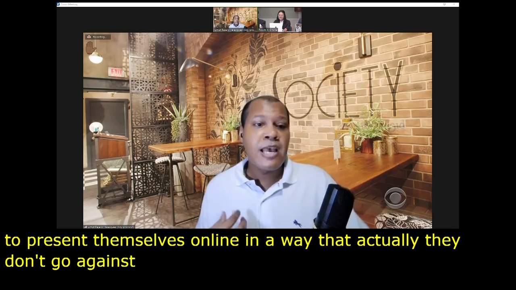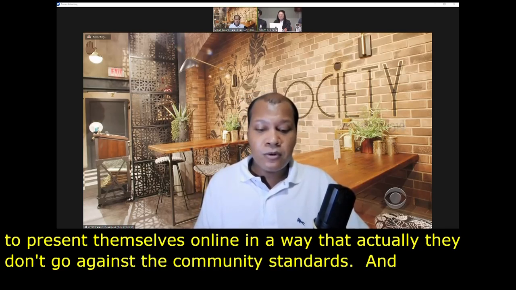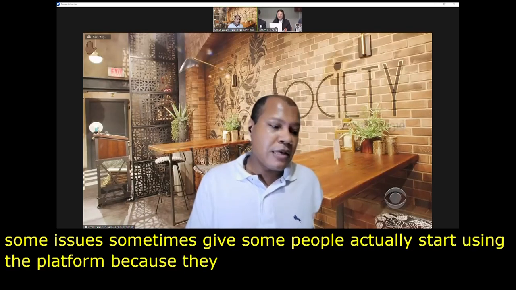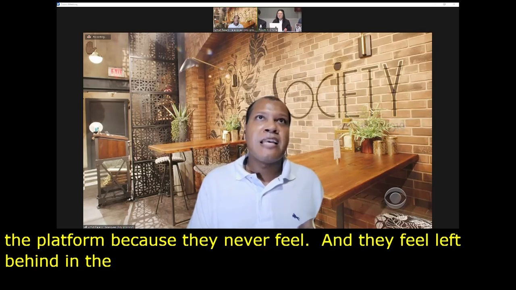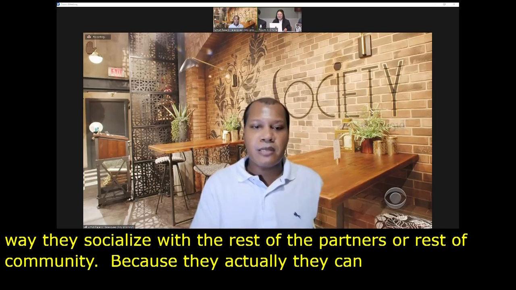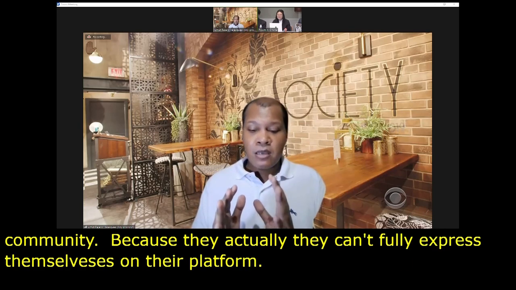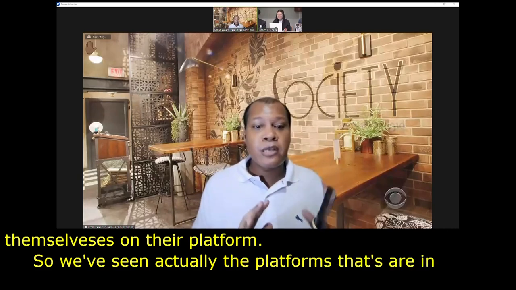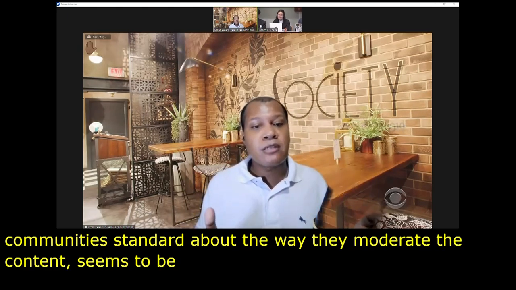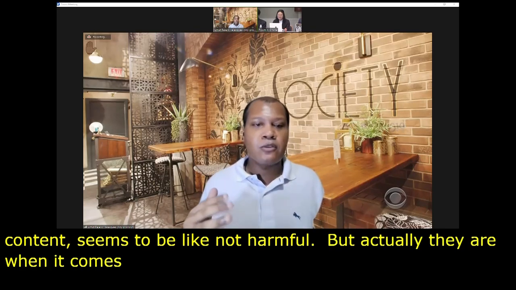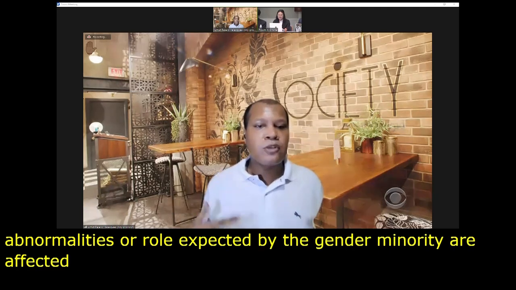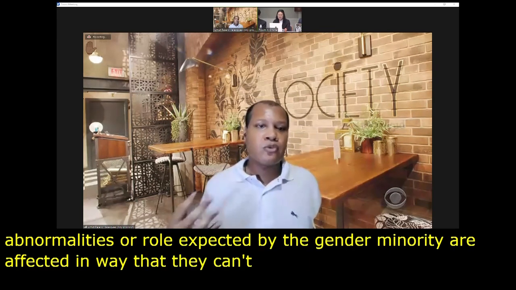the community standards. It also came with some issues: sometimes people actually stop using the platform because they never feel well there, and they felt left behind in the conversation, and it became an issue in the way they socialize with their partners or the rest of the community, because they can't fully express themselves on the platform. So we are seeing that the platforms' community standards, or the way they moderate content, are seen as not harmful, but actually they are when it comes to gender diversity, because people who are not adapted to the norms or the roles expected by the gender binary are affected in a way that they can't fully express themselves on the platform. That came with consequences to their mental health.